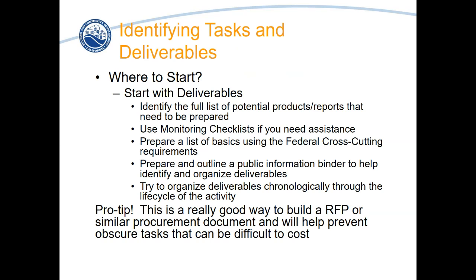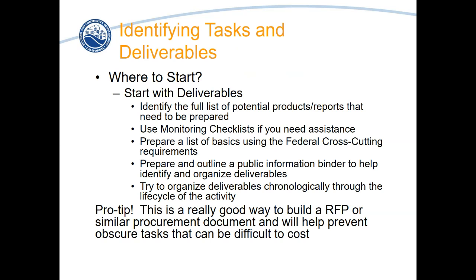Once you've got your list of deliverables, try to organize them chronologically through the life cycle of the activity. This is kind of my personal pro tip because it helps me. If I really identify things as chronological, it helps me identify where I might be missing something, right? That there might be a piece between my labor compliance reports and my closeout. Maybe I need a notice of completion. Maybe I need a final labor compliance report. Maybe I need various different pieces that might be gaps that I might be missing because when I did the list, I just did a brain dump and stuck everything on the list.